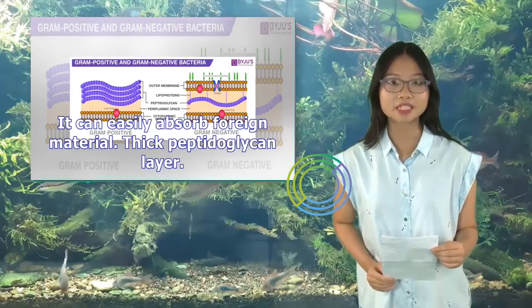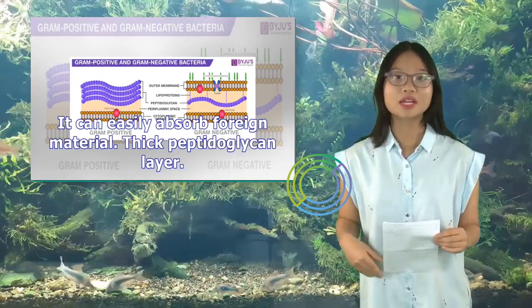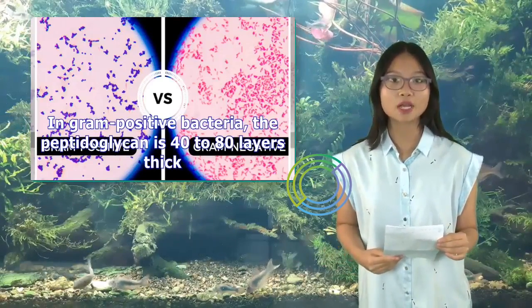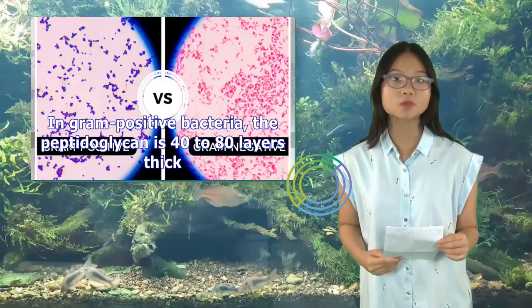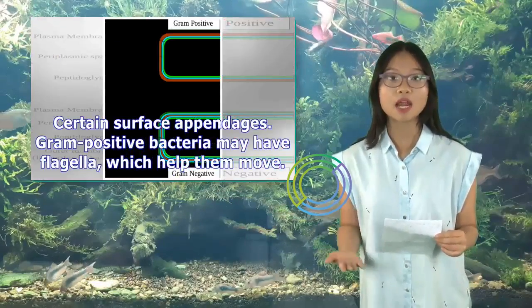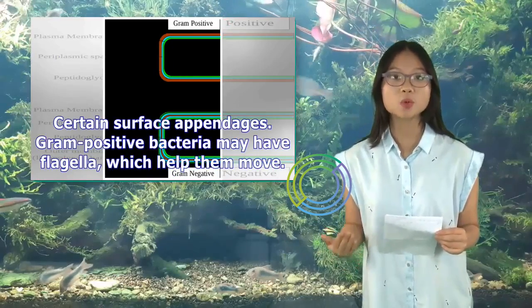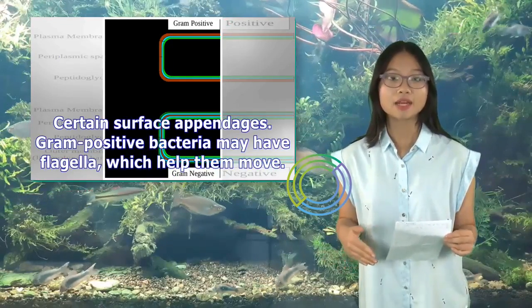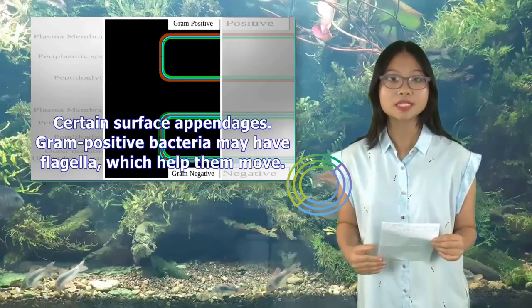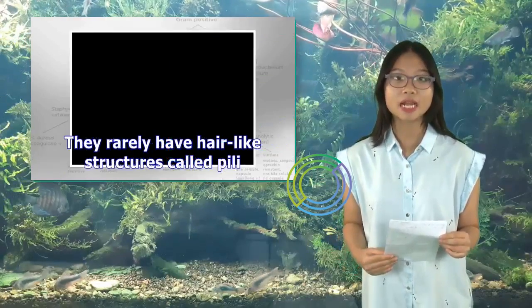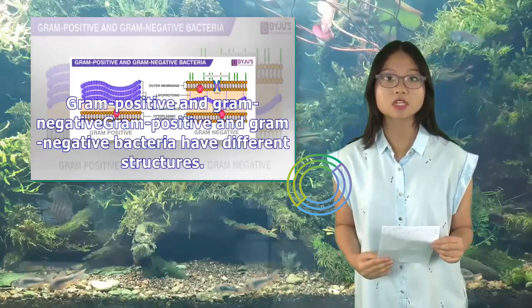Thick peptidoglycan layer. In gram-positive bacteria, the peptidoglycan is 40 to 80 layers thick. Certain surface appendages. Gram-positive bacteria may have flagella, which help them move. They rarely have hair-like structures called pili.